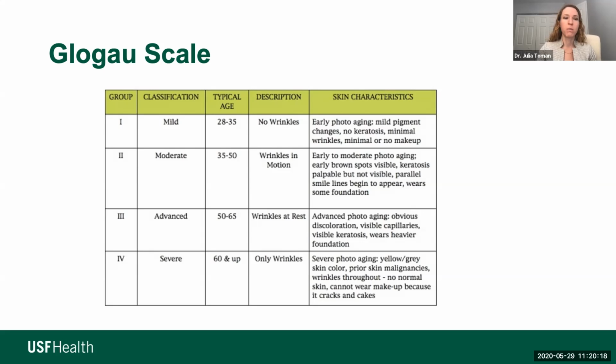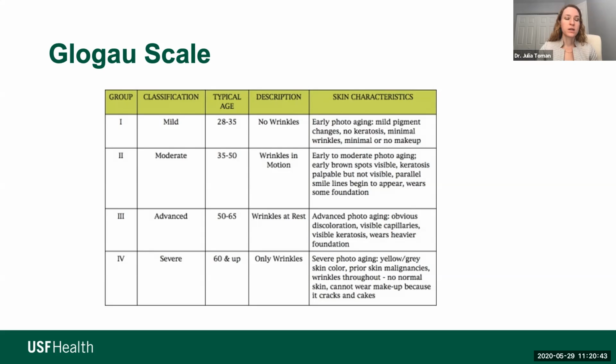And so group 1 is very mild, 28 to 35, there's no wrinkles. You maybe have some early photo damage, the occasional pigment change, there's no keratoses, minimal wrinkles, maybe with facial expression, but none at rest, and requires minimal or no makeup in order to prevent or show an unblemished surface.